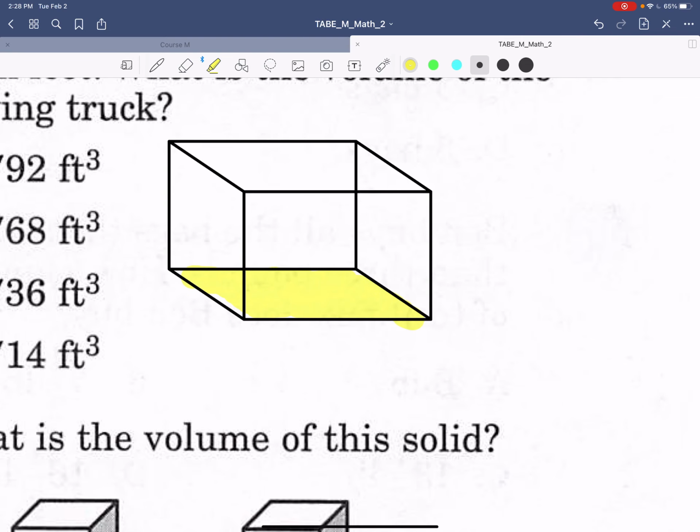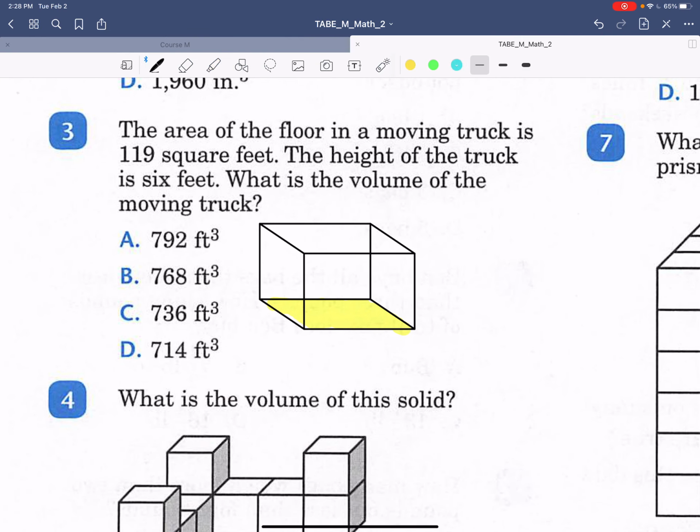Okay. And they have already told me that the area of the floor is 119 square feet. That's what they're telling me right here. The area of the floor is 119 square feet, and the height of the truck is 6 feet. So I'm checking these units to make sure they match, and they do. I've got square feet and feet. That is okay. As long as you don't have yards or inches in there, you're fine.